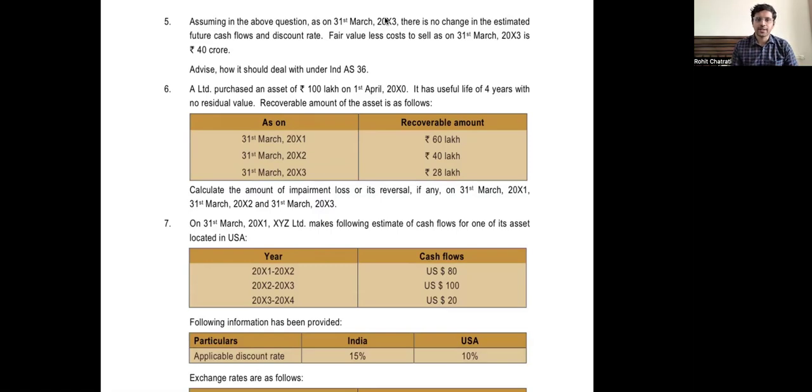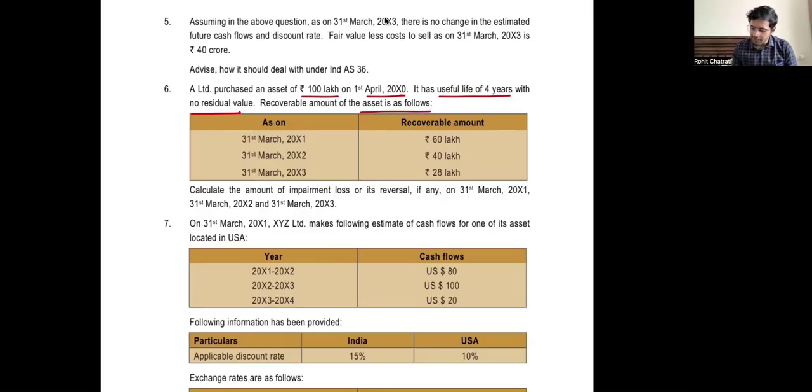Hi everyone, welcome back. Now let's start by solving end of chapter question number 6. A Limited purchased an asset of rupees 100 lakhs on 1st of April 2020. It has a useful life of 4 years with no residual value. The recoverable amount of the asset is as follows.